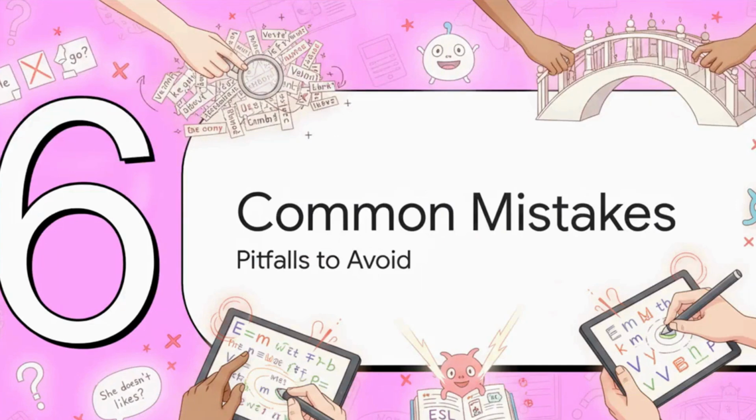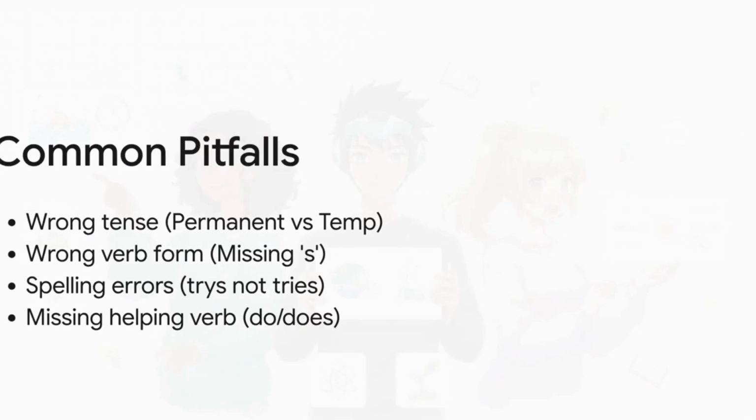Let's move on and see how this builds in Section 6, Common Mistakes to Avoid. Here is a quick summary of the biggest pitfalls for beginners. Number 1 is mixing up permanent situations with temporary ones. Another major one, and I see this all the time, is using the wrong verb for age. Many learners say, I have 20 years, but in English, you absolutely must use the verb to be and say, I am 20. Spelling errors are also super common, like writing trys instead of tries.